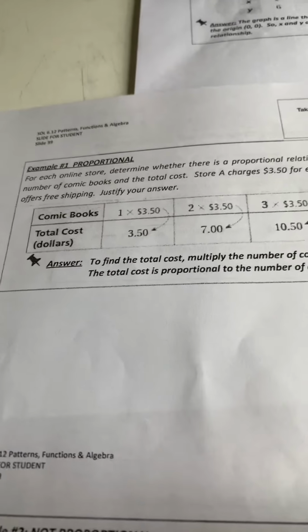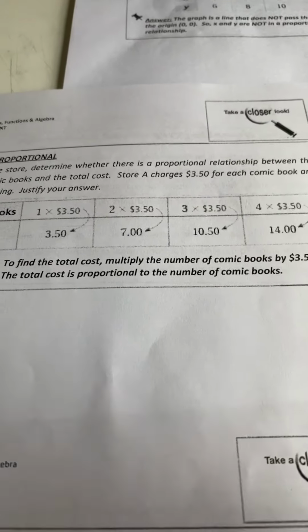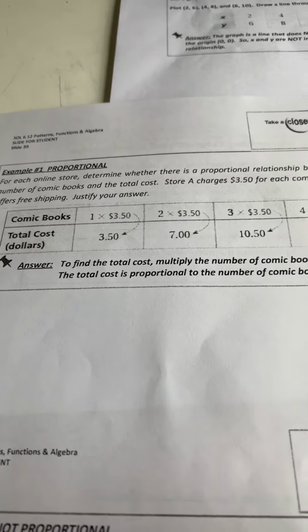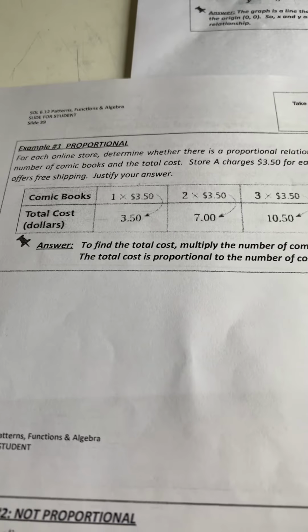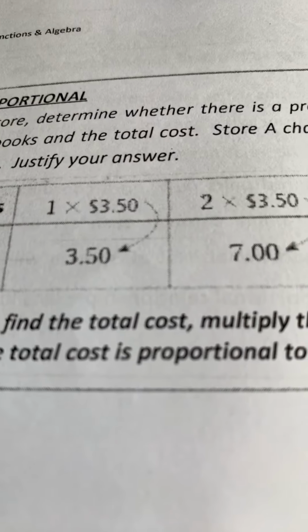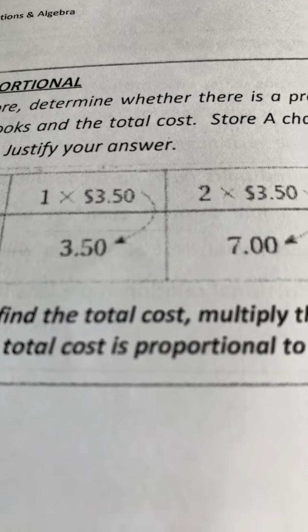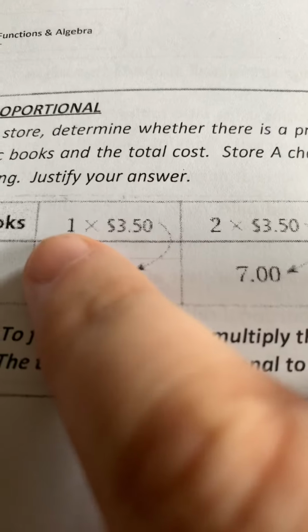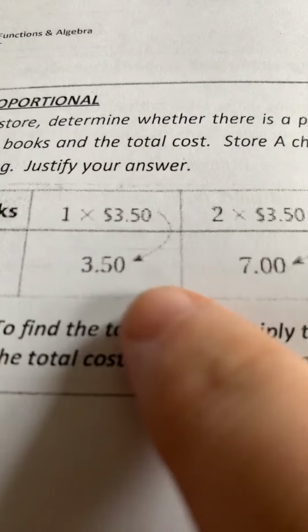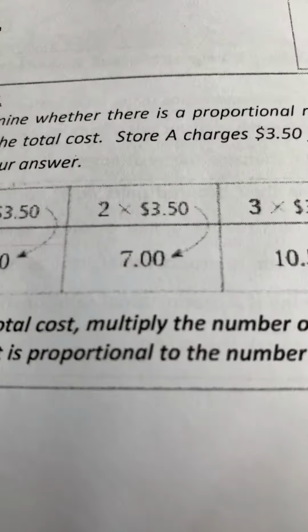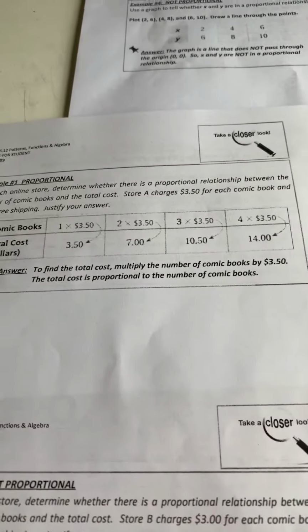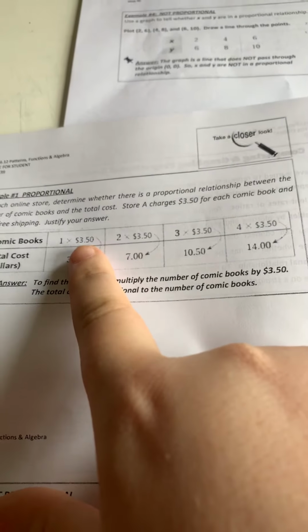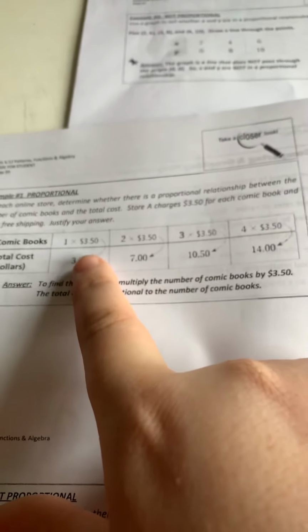So for each online store, determine whether there is a proportional relationship between the number of comic books and the total cost. Store A charges $3.50 for each comic book and offers free shipping. So here's my unit rate. Last week we talked about unit rate, figuring out how much it is per thing. So $3.50 per comic book. If I can multiply each by $3.50, then I know it is a proportional relationship.